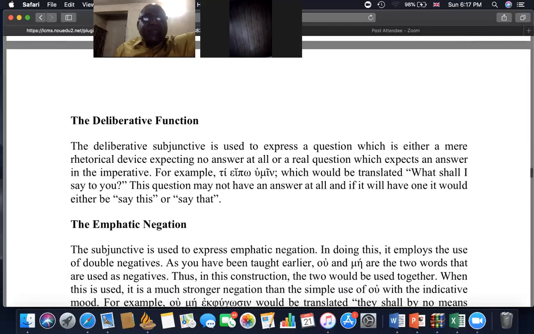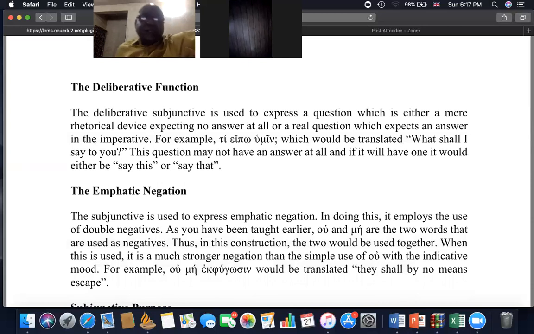Then you have the deliberative function. The deliberative subjunctive is used to express a question which is either a mere rhetorical device, a rhetorical question that expects no answer, or a real question that will expect an answer in the imperative. For example, ti eipo humin? Translation is, what shall I say to you? So either this question has no answer, or if you will give an answer, the answer will be "say this" or "say that," which is an imperative.